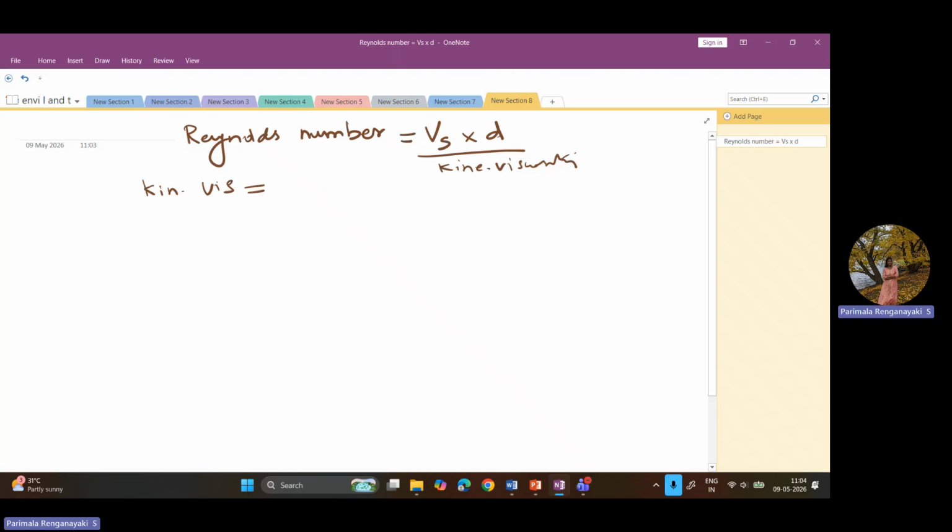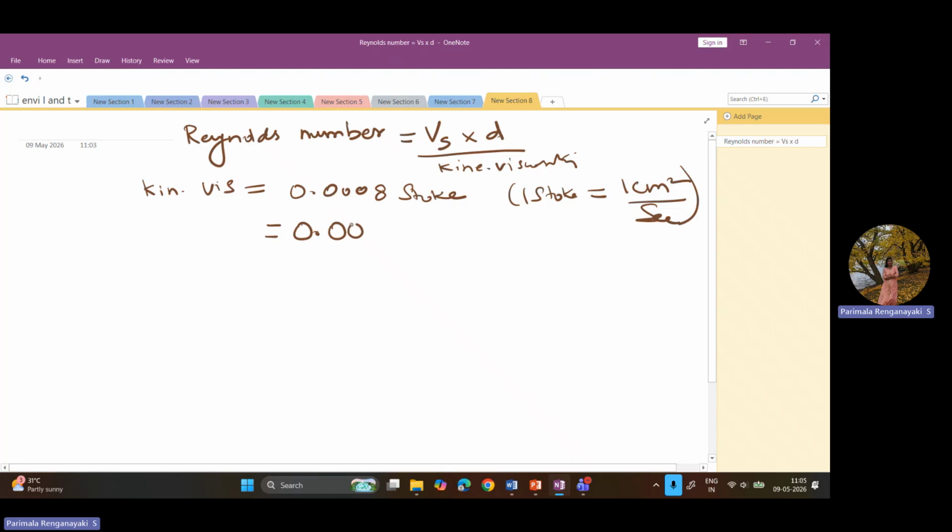Kinematic viscosity is given as 0.008 stoke. They have given the unit as stoke, so we need to convert. 1 stoke is equal to 1 centimeter square per second. So kinematic viscosity is equal to 0.8 divided by second. Now let us substitute in the Reynolds number.